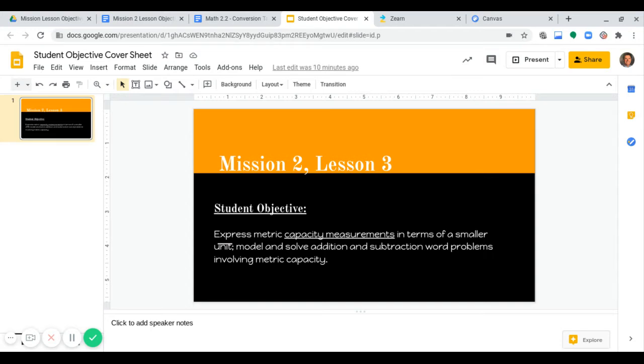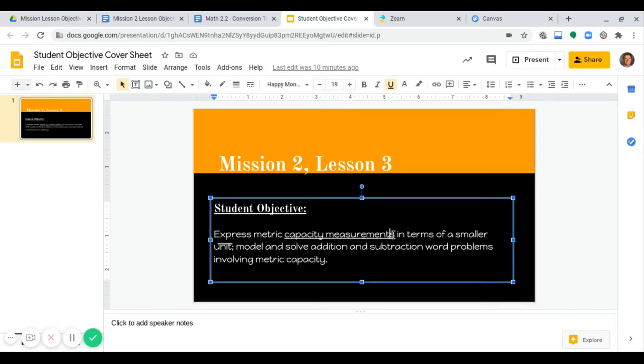Okay, so our student objective for Mission 2, Lesson 3 is to express metric capacity measurements in terms of a smaller unit, and to model and solve addition and subtraction word problems involving metric capacity. So we're similar to the previous two lessons. The difference, though, is going to be this word capacity, because previously we did express metric length and express metric mass, and now we're expressing metric capacity and doing those conversions.